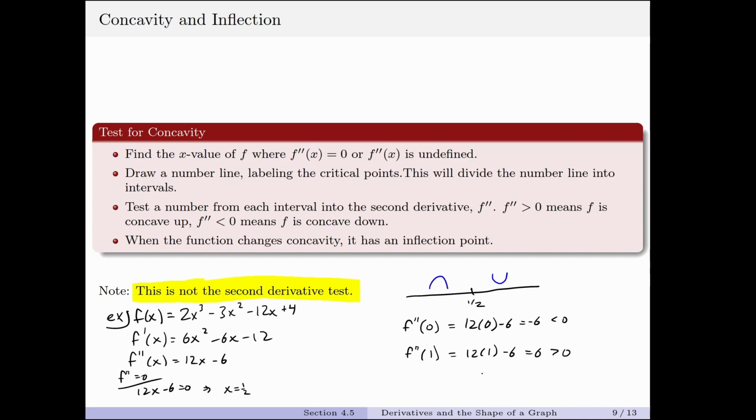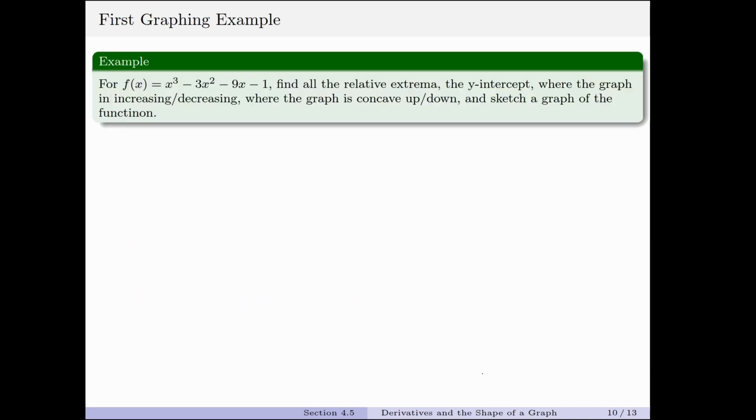So let's put these two together and look at an example. So here f of x is x cubed minus 3x squared minus 9x minus 1. And what we want to do is find all of the relative extrema, y-intercept, where the graph is increasing, decreasing, where it's concave up or down. And now after we find all that information, we're going to use it to help us sketch a graph of the function. One of the easiest things to do is going to be to find the y-intercept. Maybe I'll begin with that.